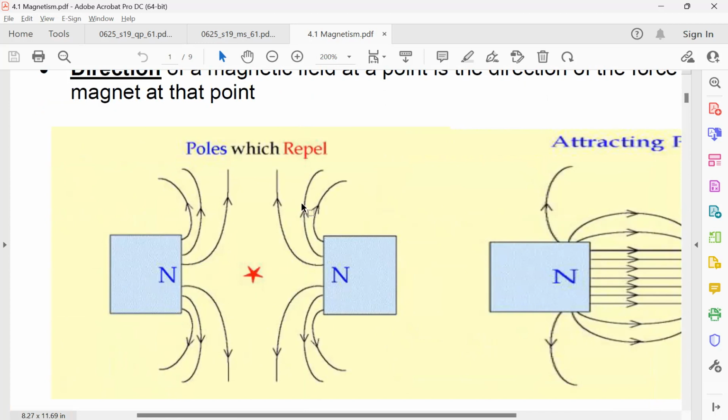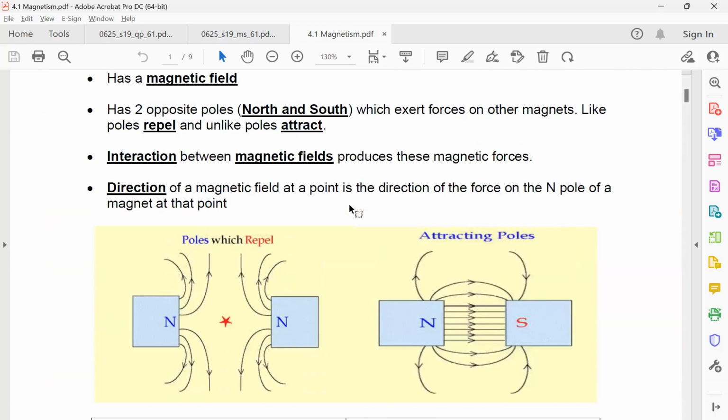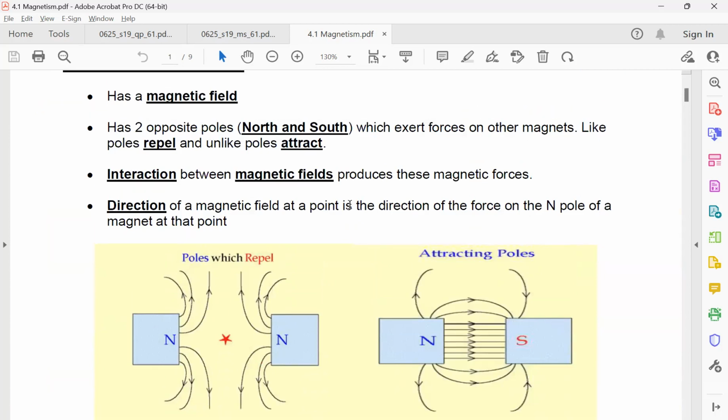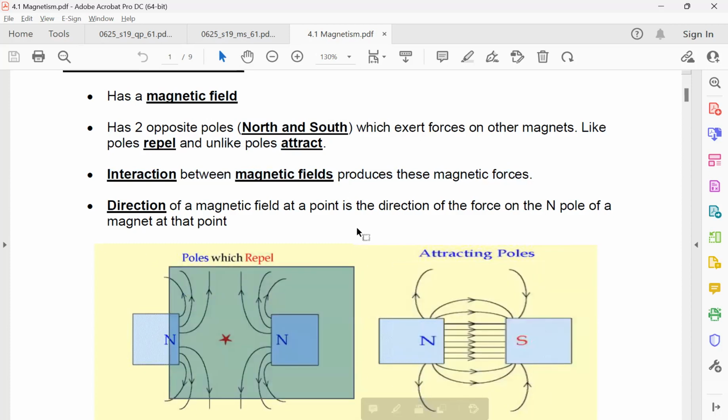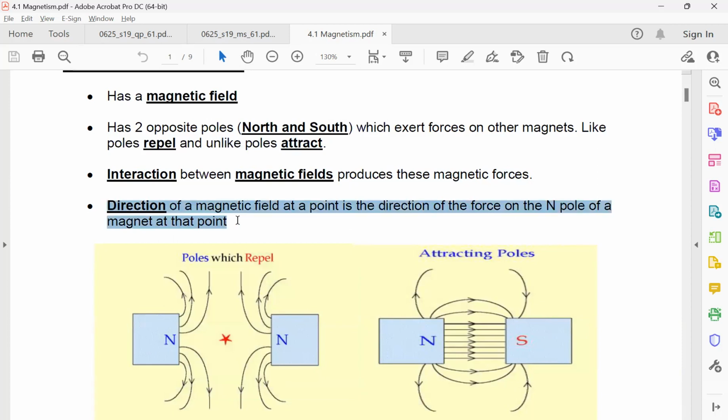If you look at the first few statements here, they are quite logical. Magnets have a magnetic field, they have north and south, and they can repel or attract. The interaction between the magnetic fields produces these magnetic forces, either an attraction force or a repulsion force. And the direction of the magnetic field at a point is always from north to south. So there's literally nothing to explain. Everyone understands this, right? Anyone got any questions?